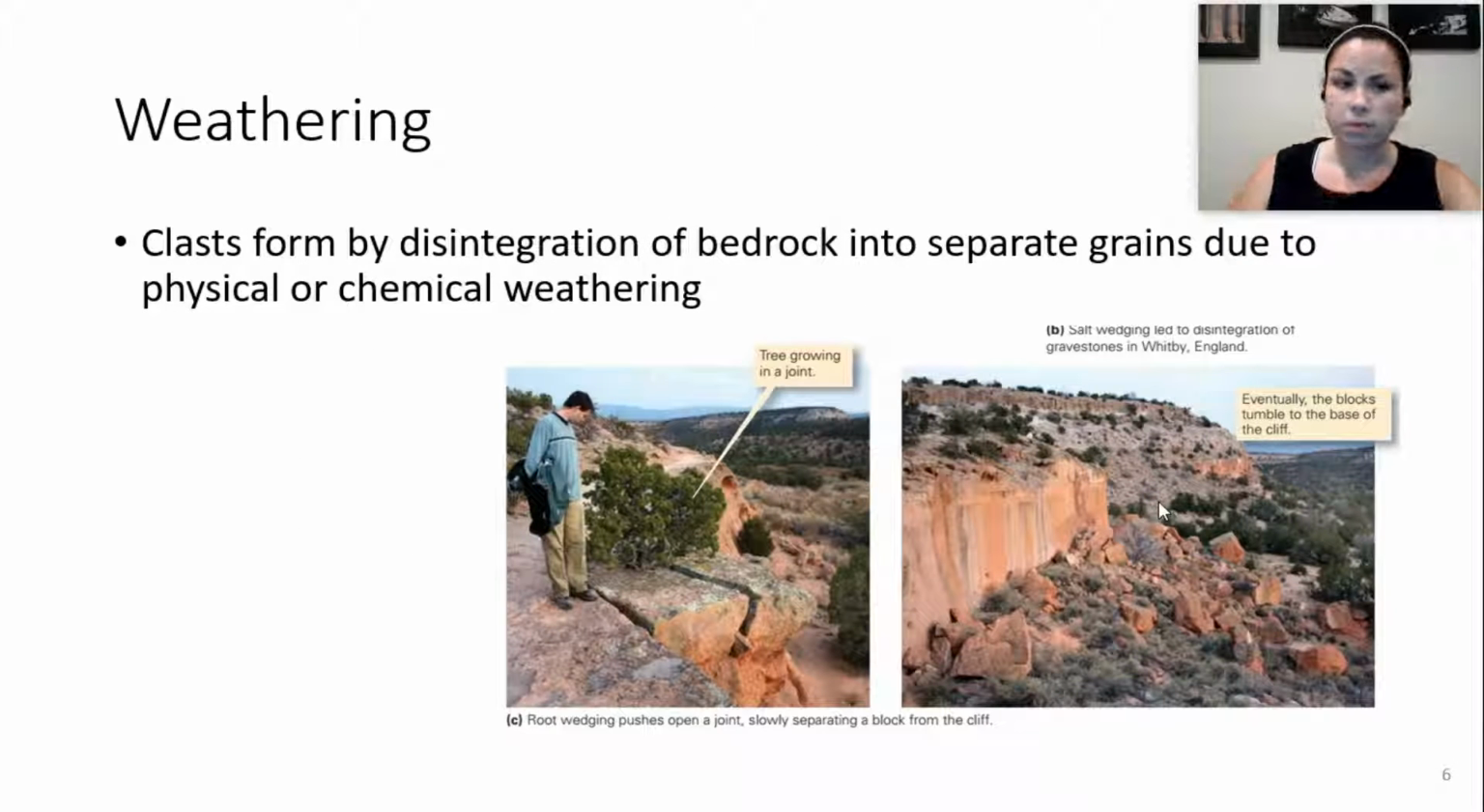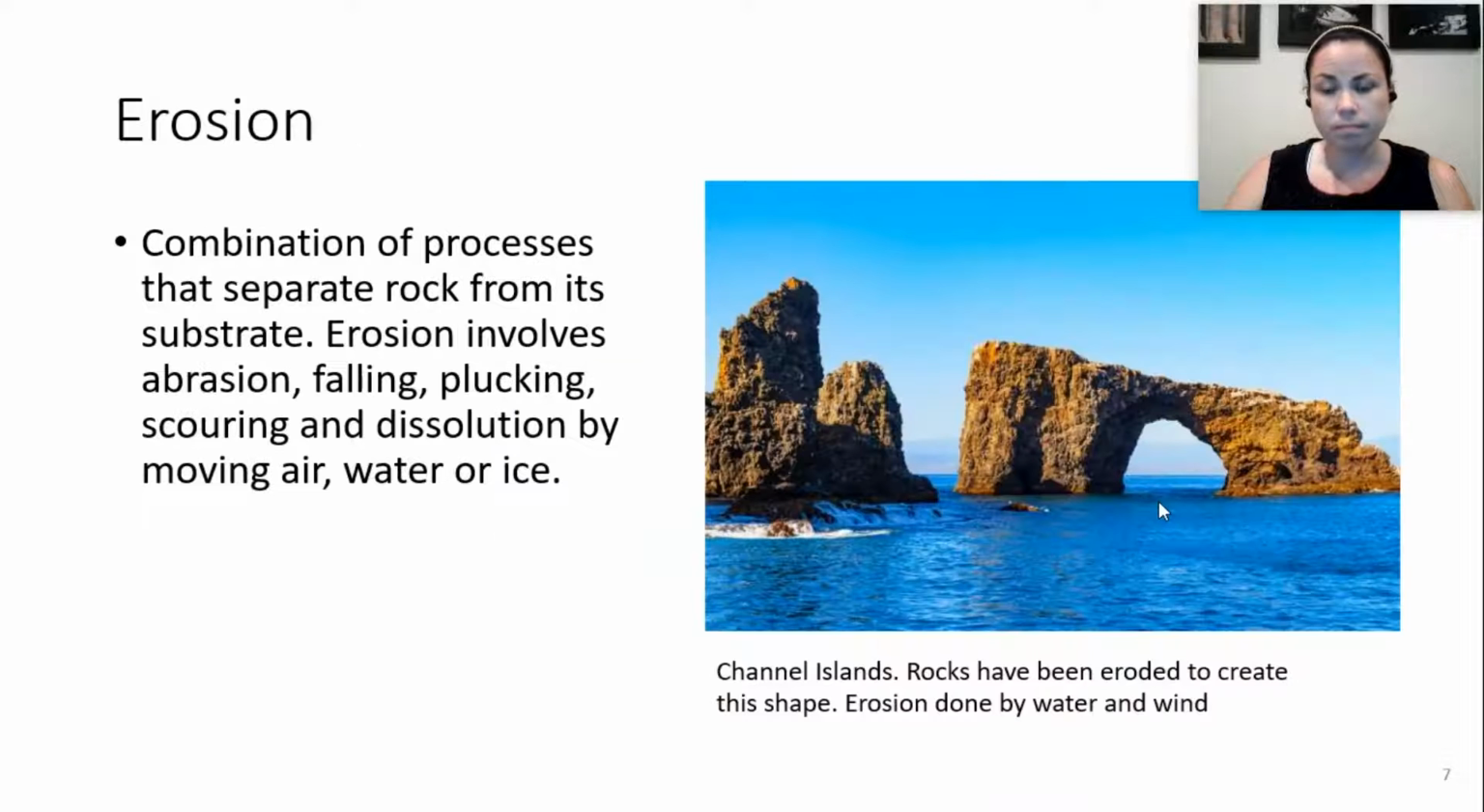So last lecture we talked about weathering. Again, this is an example of physical weathering, like where you have a tree rooting, that breaks apart these large rocks, or you can have it on a smaller scale, how weathering can break apart grains. And we also have erosion, and erosion is the transportation part of that. So it's a combination of processes that separate the rock into the different units and their substrate.